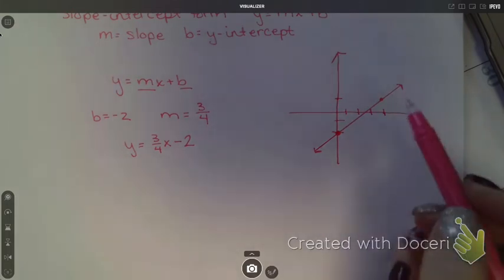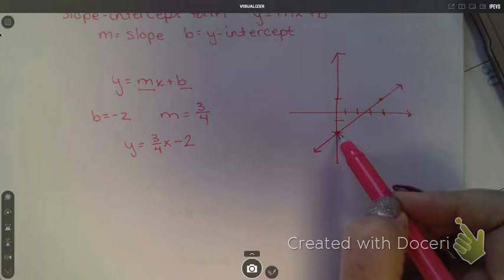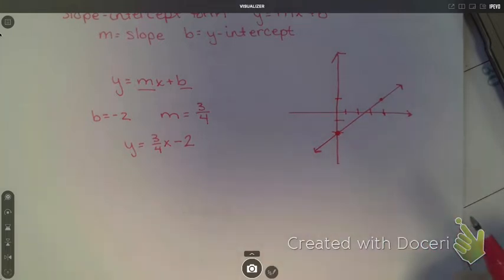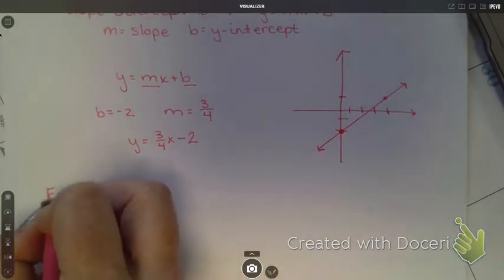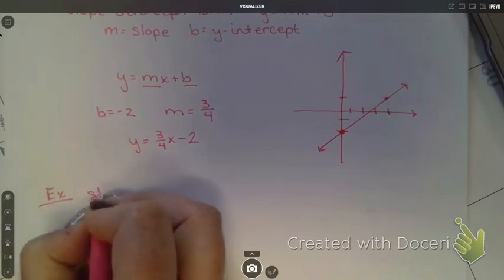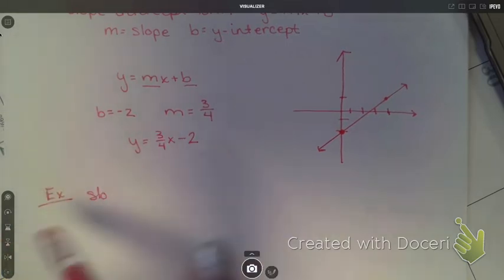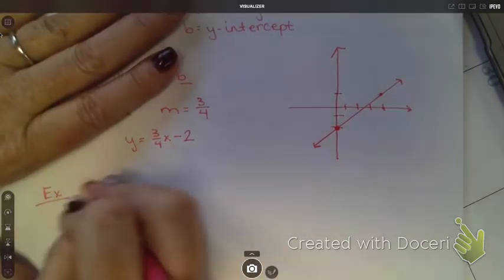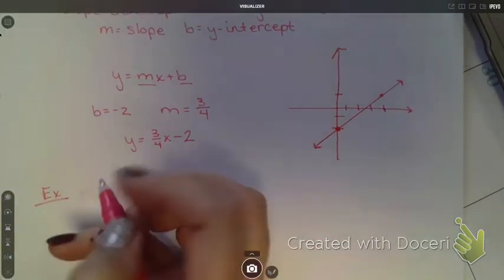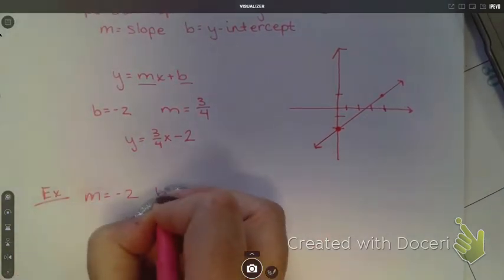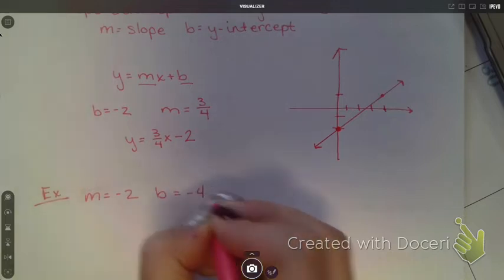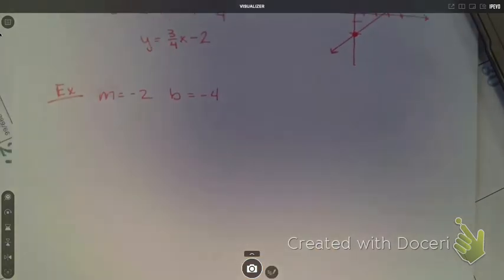Okay, so from a graph, you can get the y-intercept and the slope, yes? I can also tell you that they legitimately just say m equals -2 and b equals -4. Write the equation, all on your own.